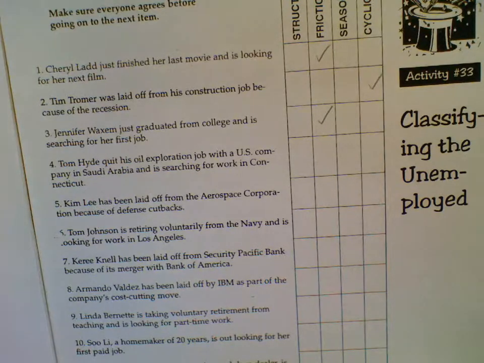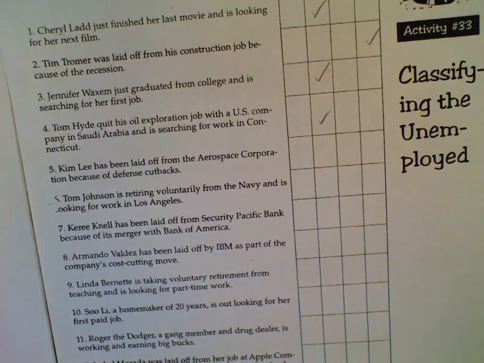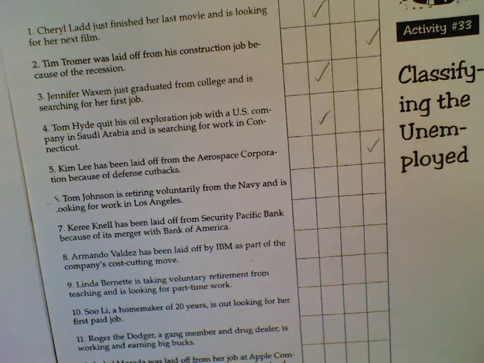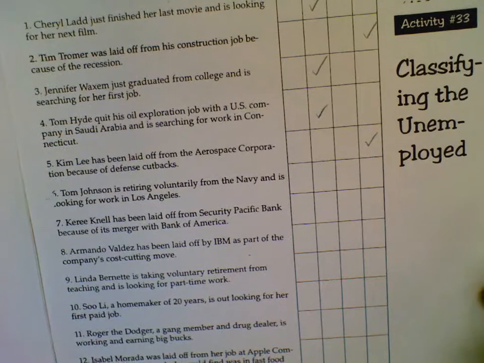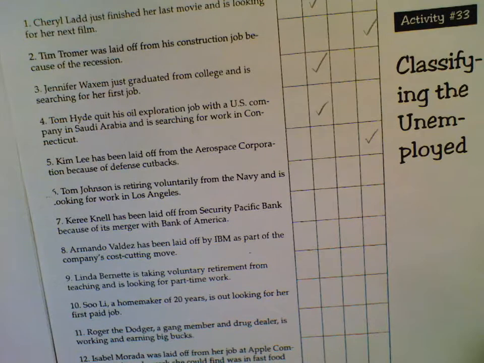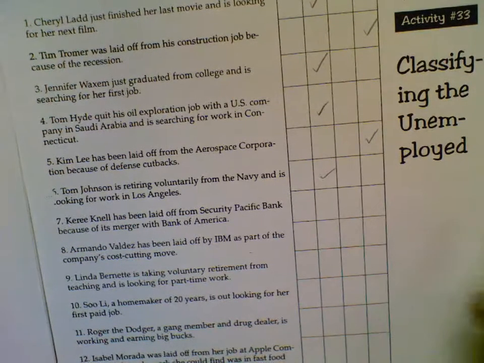Once again, it's not because of an economic downturn. It's not because the jobs have been eliminated. He voluntarily is doing that, so that's frictional. Kim Lee has been laid off from the Aerospace Corporation because defense cutbacks, and that is going to be a cyclical one. We're not doing away with these jobs, but because of an economic downturn for whatever reason, and cutbacks in spending. Tom Johnson is retiring voluntarily from the Navy and is looking for work in Los Angeles. Once again, voluntarily is our key, so that's frictional.